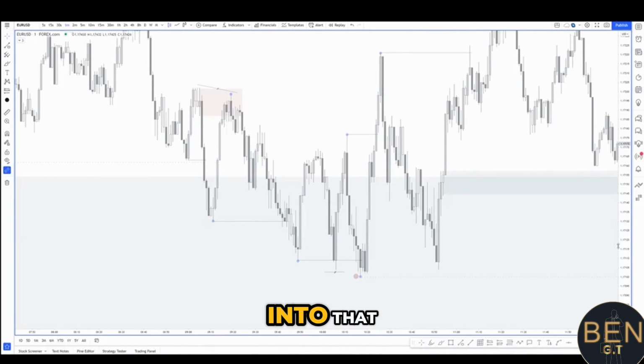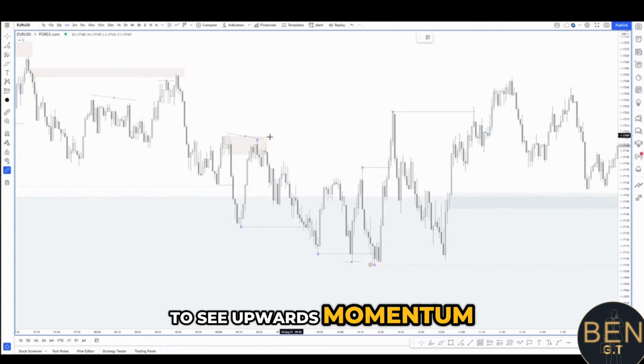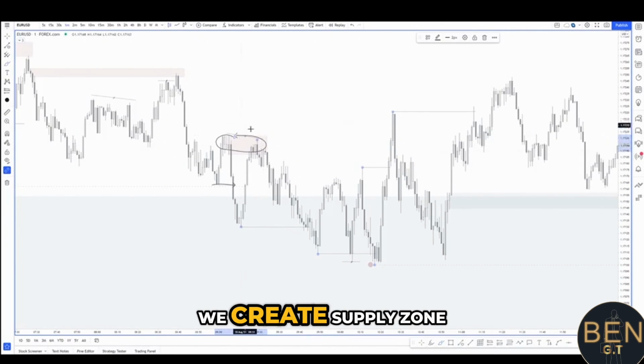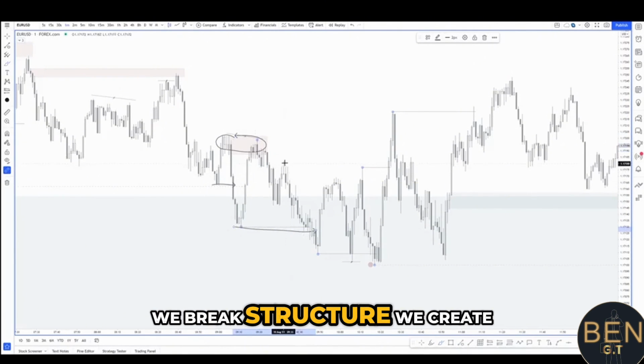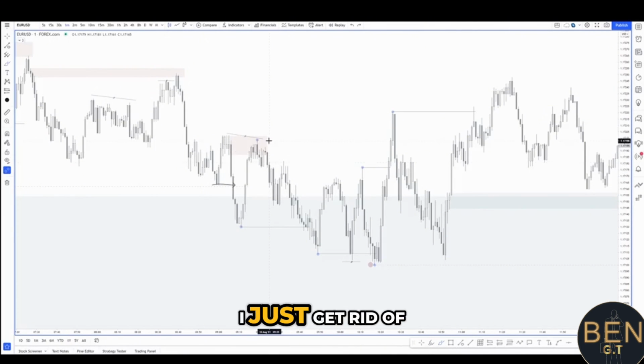But now that we're tapping into that, this might be an indication that we're going to start to see upwards momentum. And what we can see is if we just continue on just a little bit more, we break structure, we create a supply zone that is respected. And again, we break structure, we create a supply zone here. We do have one up here as well. I'll just get rid of some of my markings.